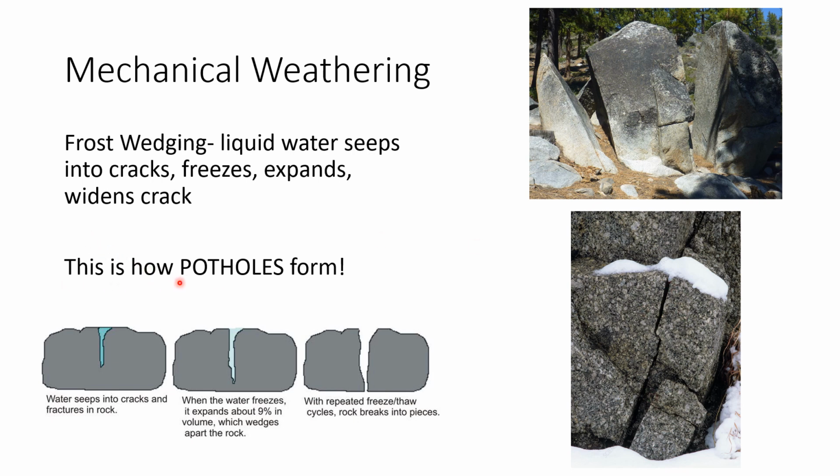And I put this little piece here, this is how potholes form, because we have this problem in Montana. We get potholes that form, little crack in the road, water seeps into the crack, forces that crack open wider, water seeps in again, forces it even wider, and then cars driving over the top of those cracks can break chunks off. So potholes form from frost wedging.